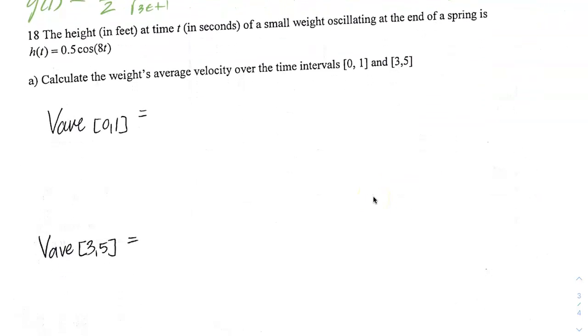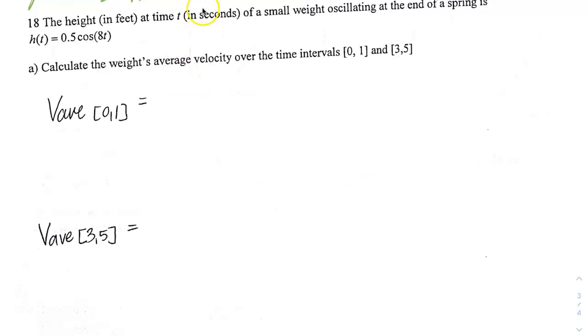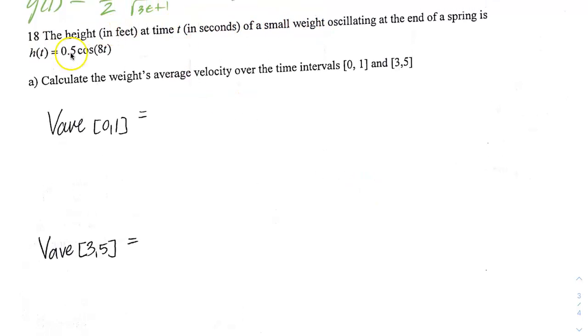Next, the height in feet at time t of a small object oscillating at the end of a spring is given by this. That's the height. Calculate the weight's average velocity over the time intervals 0 to 1, 3 to 3.5, and 3 to 5. Velocity is just slope. So for 0 to 1, we're going to do h of 1 minus h of 0, over 1 minus 0.